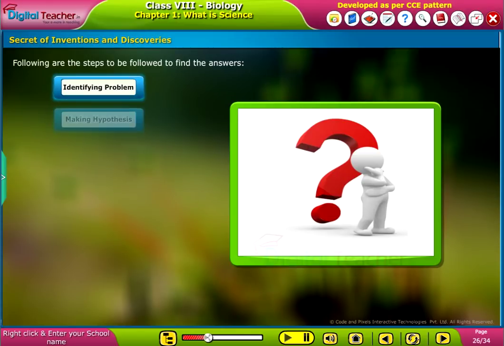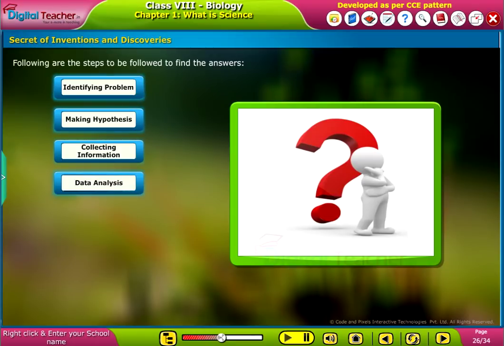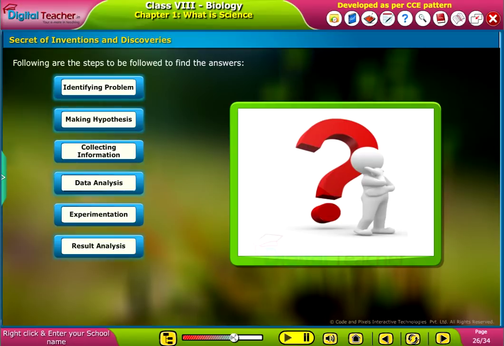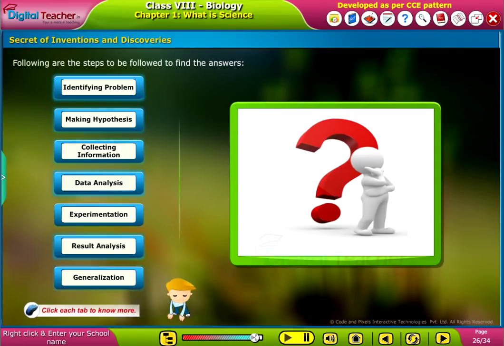Identifying problem, making hypothesis, collecting information, data analysis, experimentation, result analysis, generalization. Click each tab to know more.